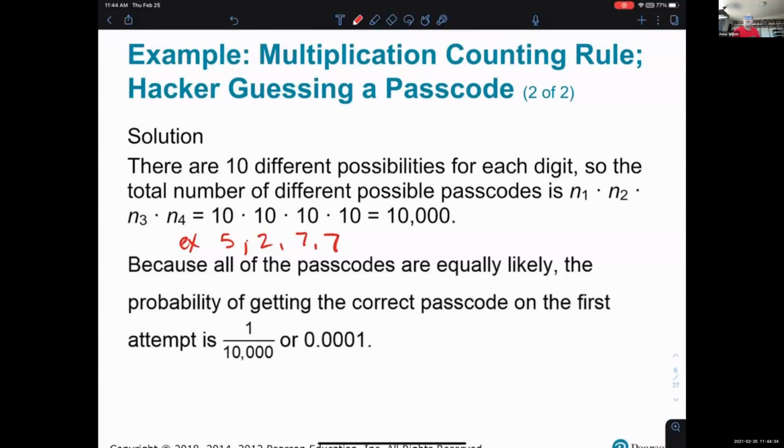In each case that I'm choosing a number for my passcode, it doesn't matter which numbers I've picked before. The fact that I chose a 5 for the first number in my passcode, well, when I go to choose the second, I might have another 5, like the 7 repeats here. So that means I still have all 10 numbers to choose from in each case where I made a choice.